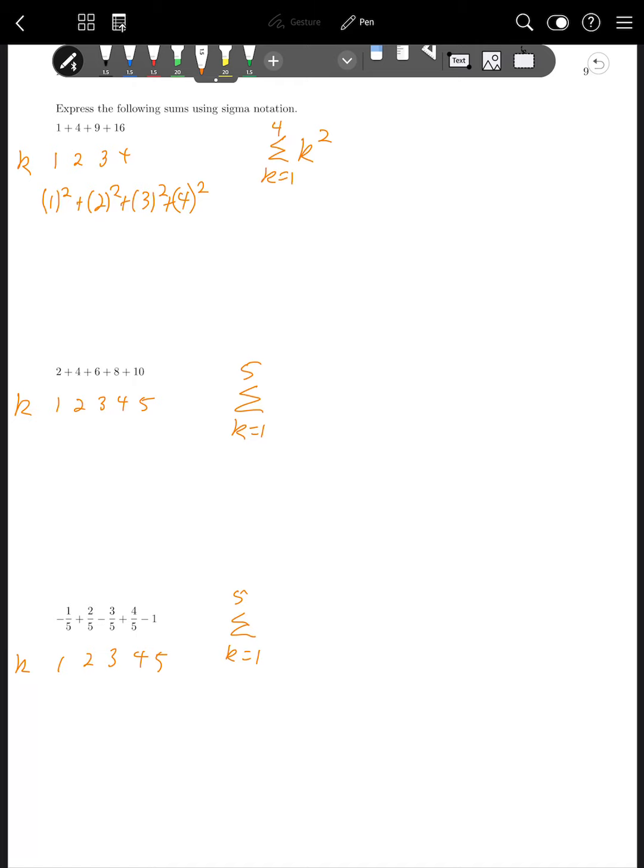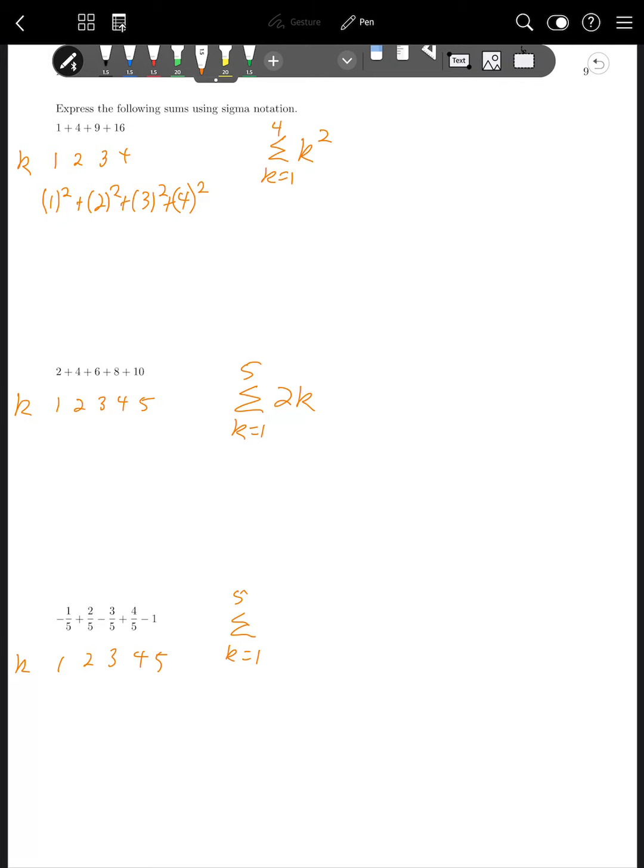Okay? And then you ask yourself, well, what do I have to do to 1, 2, 3, 4, and 5 to get 2, 4, 6, 8, and 10? And for the first one, the answer is multiply them by 2. Right? 2 times 1 is 2. 2 times 2 is 4. 2 times 3 is 6, and so on.